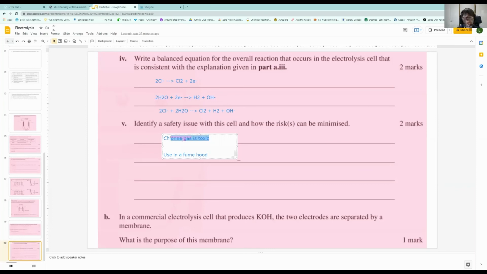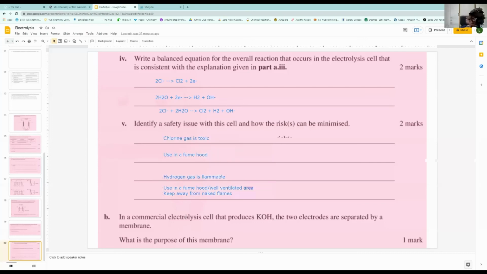So 1 mark would be identify a safety issue. 1 would be this one here. You could also, if you wanted to, say hydrogen gas is flammable, something like use in a fume hood or well-ventilated area. You could potentially say use a gas mask instead of a fume hood. It's probably still not good to gas out a room. You can also say keep away from naked flames.